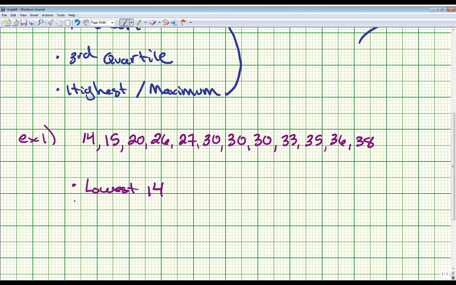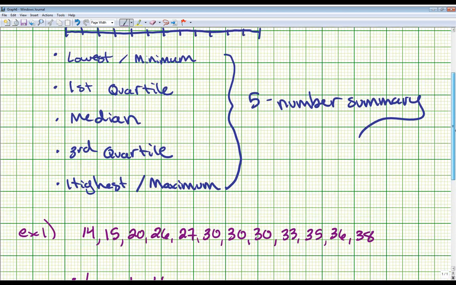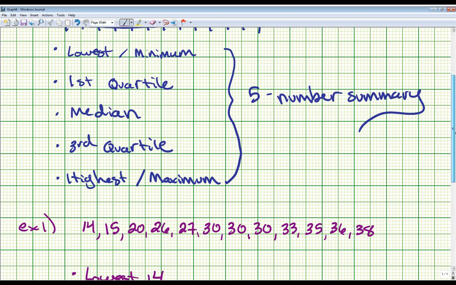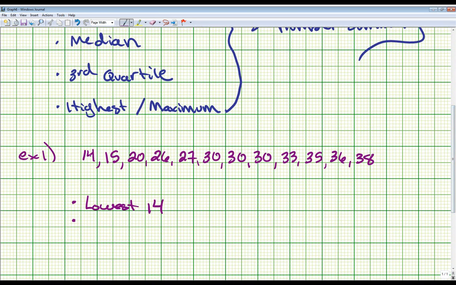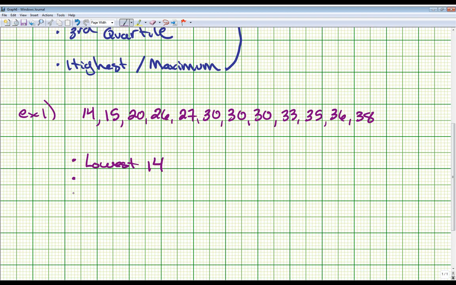Done. Okay, easy. The next one is our quartile. So if we look at our little 5-number summary list, our first quartile, well, it's going to be kind of hard to find that one if we don't know where our median is. So let's go to our highest instead. Our highest is 38. So if we put little dots for each of our 5 numbers that we're going to find, 1, 2, 3, 4, 5, we know that our highest or our maximum is going to be 38. So we have a 14 for our lowest, 38 for our highest.